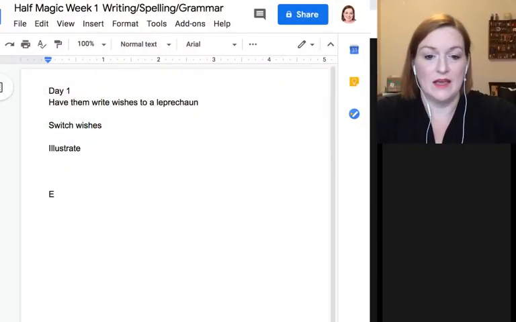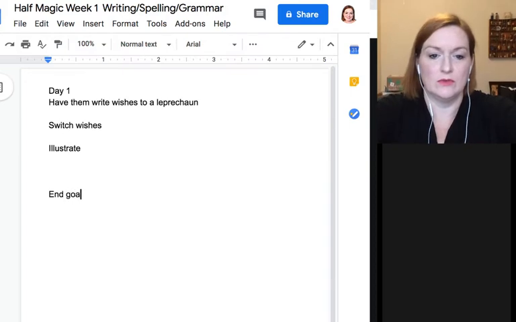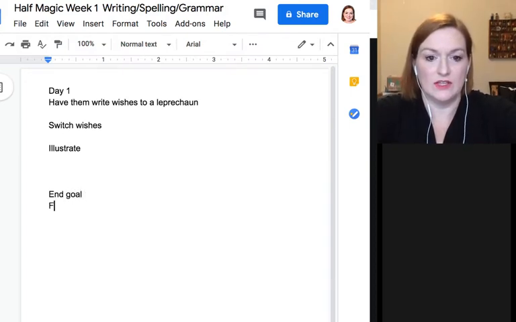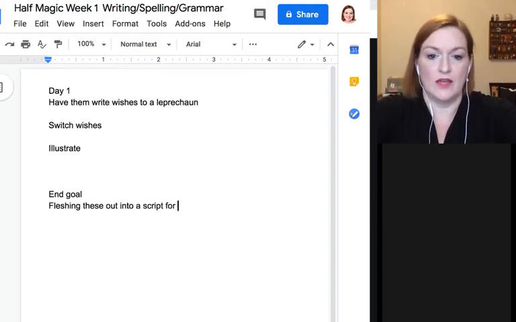So they're going to take this, and eventually they'll have to flesh it out into a sort of script for that. So the end goal here, building up to this, hang on, you can't see what I'm doing. No, that's not what I want to do. Okay, end goal is they're going to be fleshing these out into a script for a video.